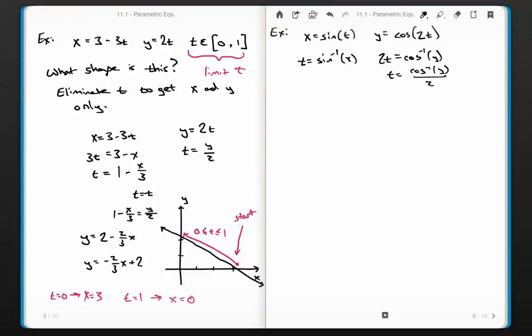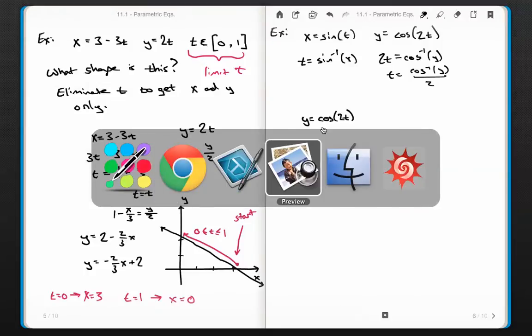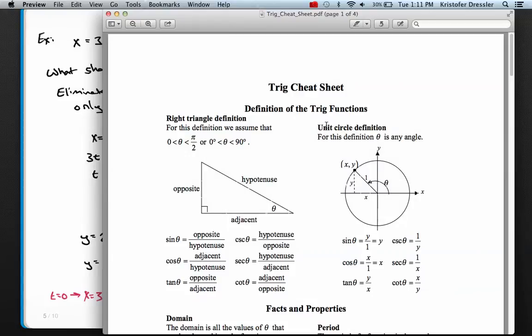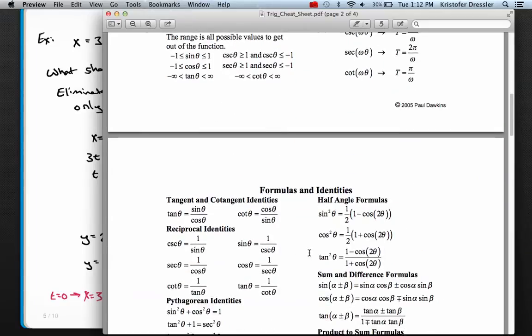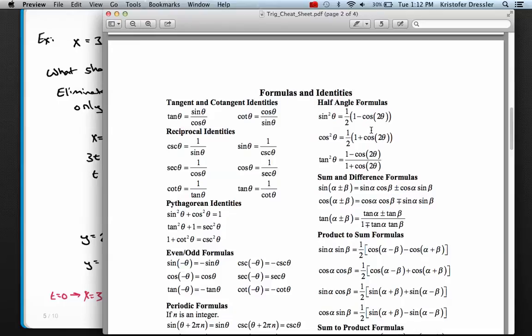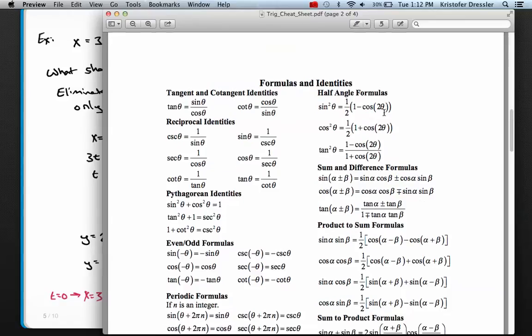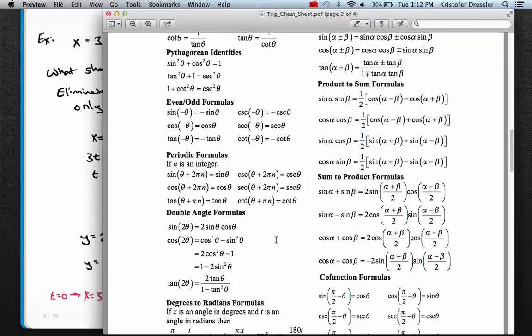One of our problems is that we've got this cosine of 2t here. So let's take a look at that. We've got y equals cosine of 2t. If I could somehow convert this to sines, then maybe I could relate x and y more easily, because I've got y in terms of sine, x in terms of sine. So we will go to our handy trig cheat sheet, which I posted up on Blackboard, and scroll down looking for something related to cosine, some double angle stuff. Here are some half angle formulas, but these double angle formulas look more like it.